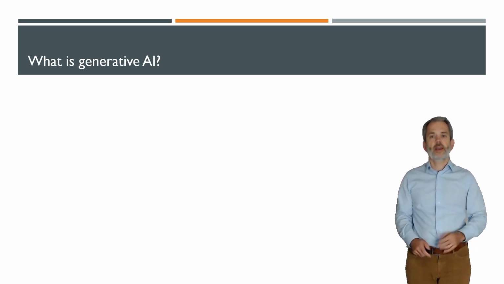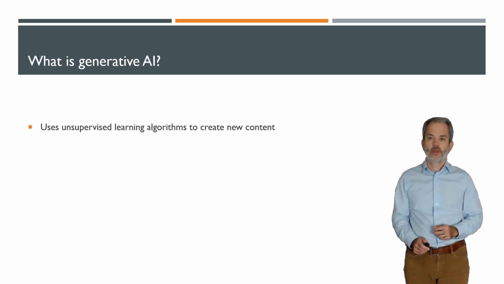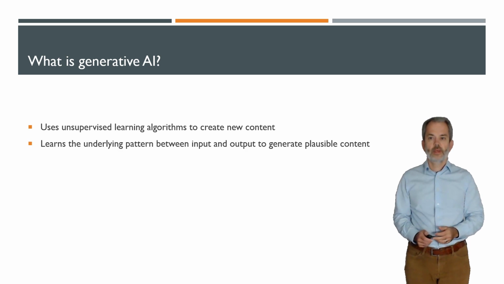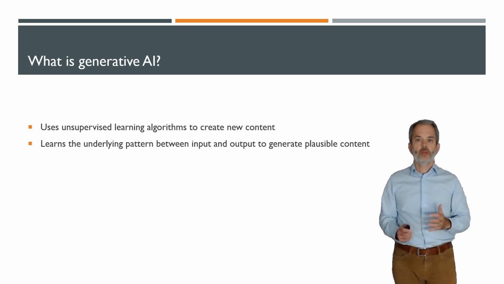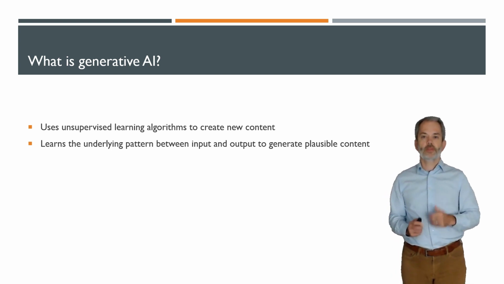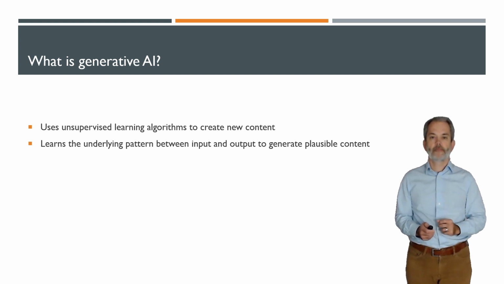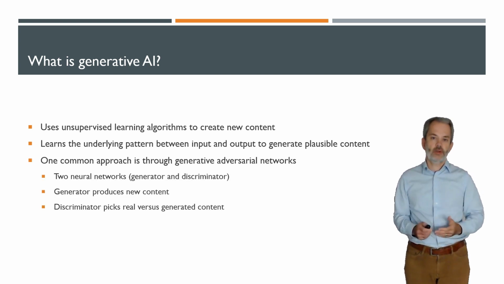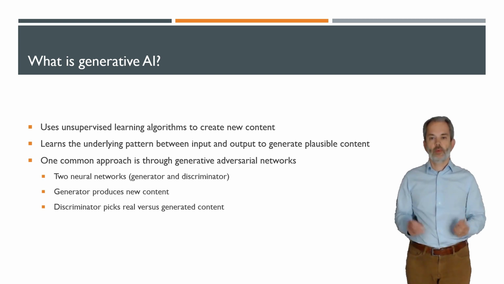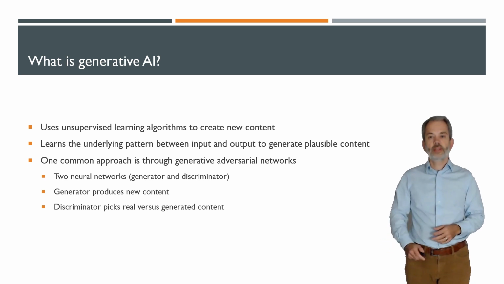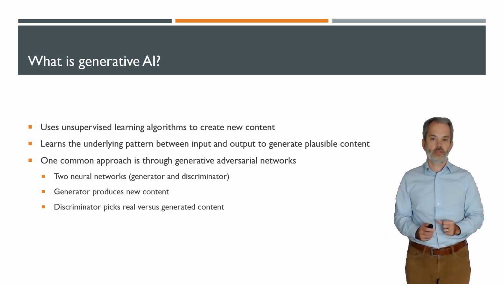So what is generative AI, and why is it causing so much concern? Generative AI is the use of an unsupervised learning algorithm to create new content. Typically, these models learn a pattern between inputs and outputs to generate plausible content, where the input is typically a phrase and a set of tokens, or random noise. One common approach to building a generative AI uses two neural networks, where one, the generator, is producing content, and the second, the discriminator, is trying to tell if the content came from the generator or some other source. In this way, the generator learns how to fool the discriminator and ultimately learns how to create new content.